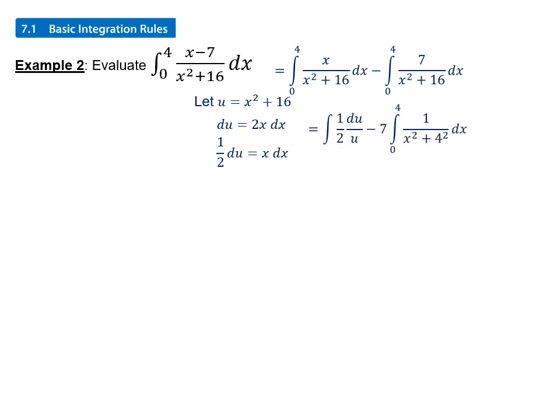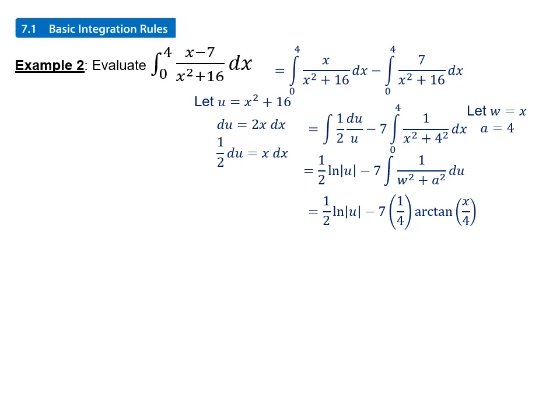So that's integral 1/2 du over u minus, pull out the 7, and then you look at that second one, we can write that as x squared plus 4 squared on the bottom. So let w equal x and a equal 4. That's an arctangent, and since our a is 4, it's going to be 1 over a, so that's why it's 1/2 natural log of u minus 7, 1/4 arctan of x over 4. And u again from that beginning is x squared plus 16.